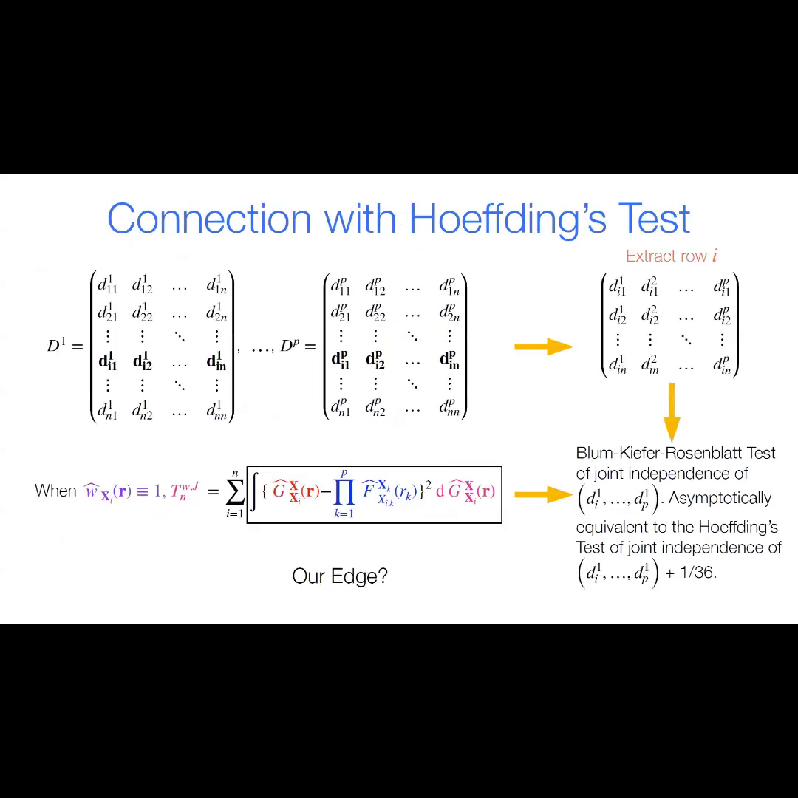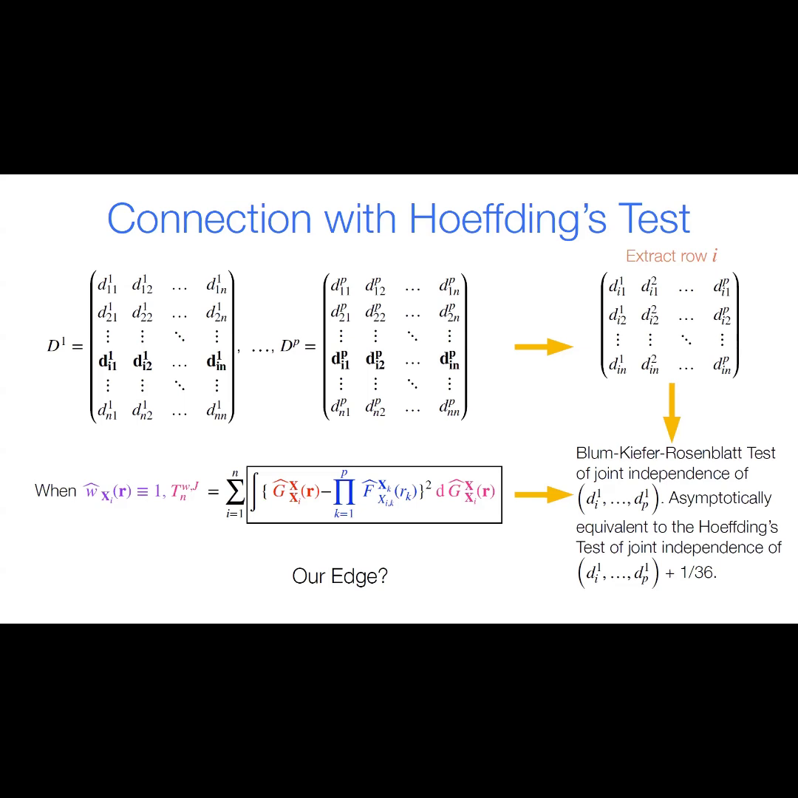Okay. So just a connection of this test statistic with Hoeffding's test. When you have p-variate random objects, if you look at each coordinate, you have p possible distance matrices, right? Let's call D1 the distance matrix of the first one, D2 the distance matrix of the second one, and so on until Dp.